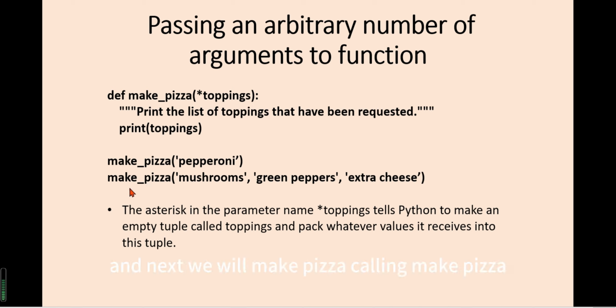And next we will call make_pizza, but with 3 items inside, 3 toppings types. And similarly, Python will put these 3 items inside this tuple called toppings, then print the toppings inside the function. So the asterisk in the parameter name toppings tells Python to make an empty tuple called toppings and pack whatever values it receives into this tuple.